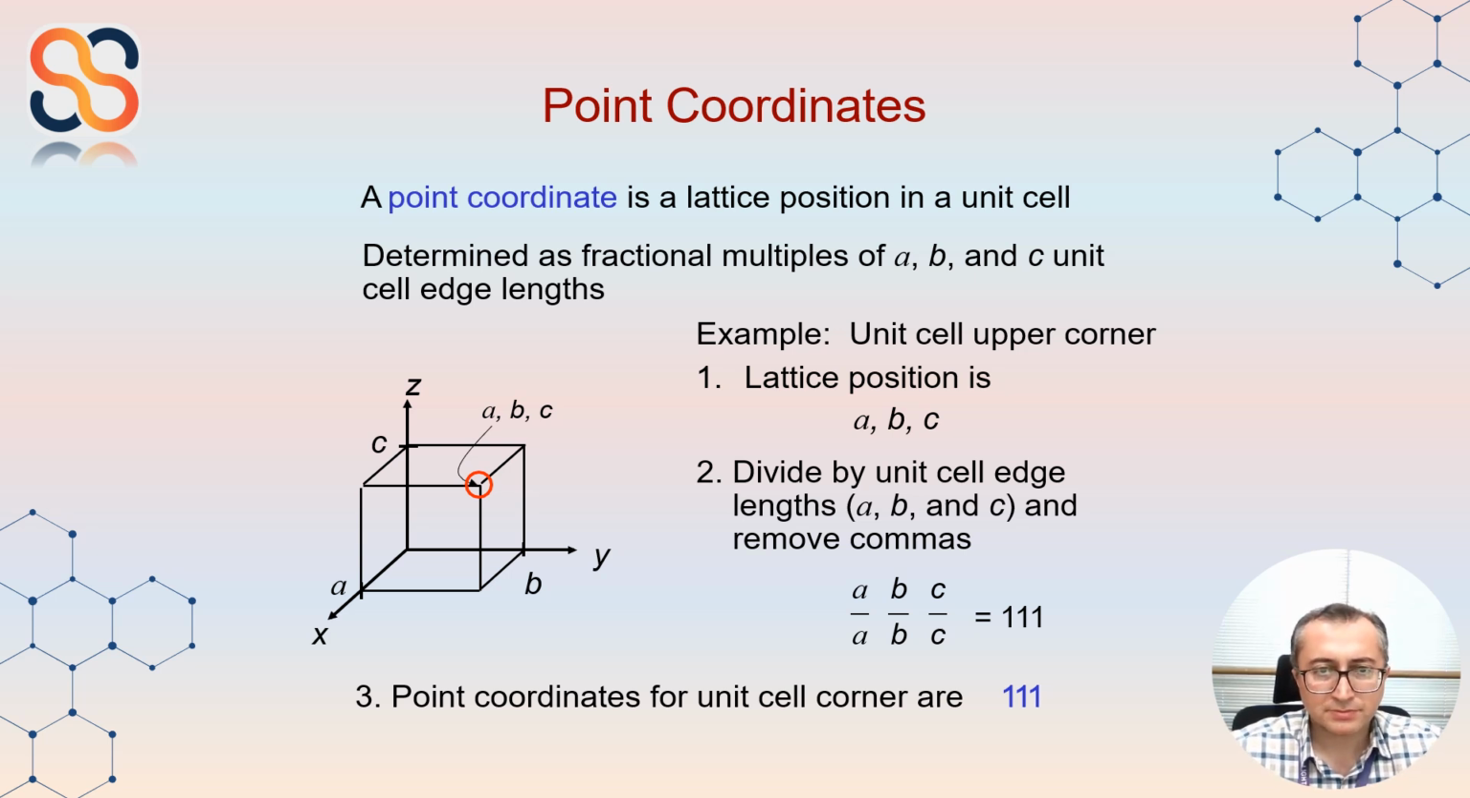For example, how about the upper corner of the unit cell? First, let's identify the position in the unit cell. The upper corner can be represented by the dimensions a, b, and c. Next, we will write these as fractions of each edge length. This gives us a over a, b over b, and c over c, which simplifies to 1, 1, 1. Finally, we remove the commas, leaving us with the point coordinates for the upper corner as 1 1 1.